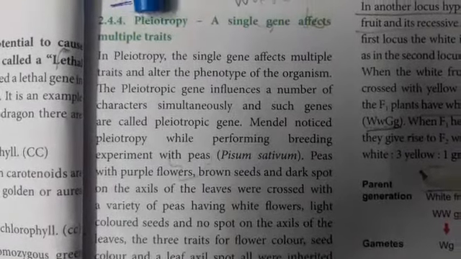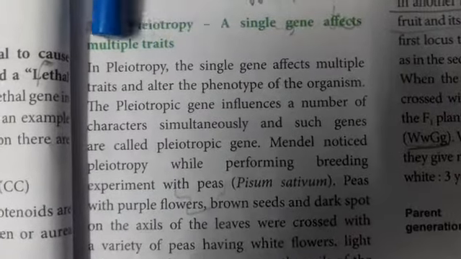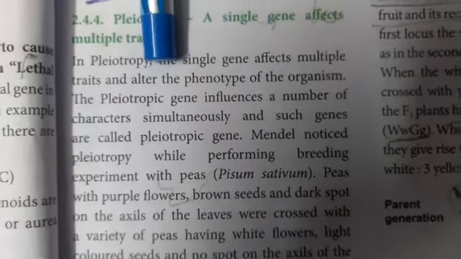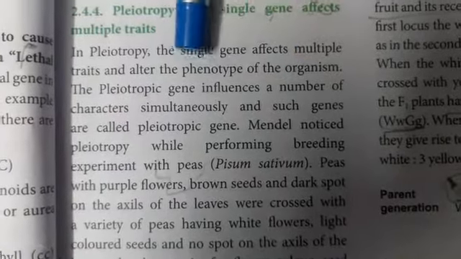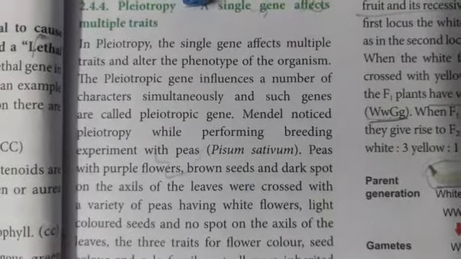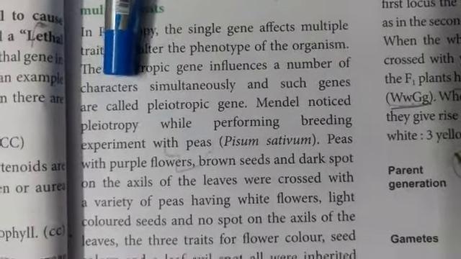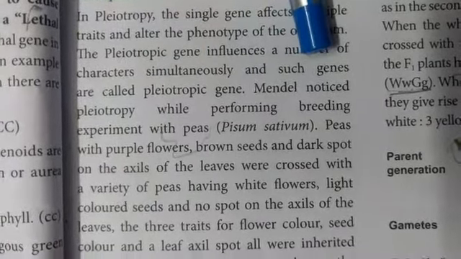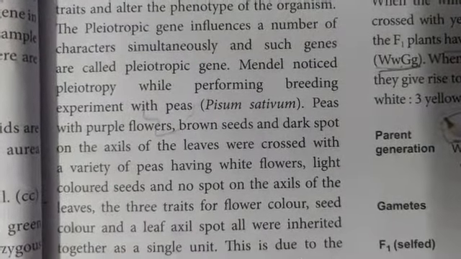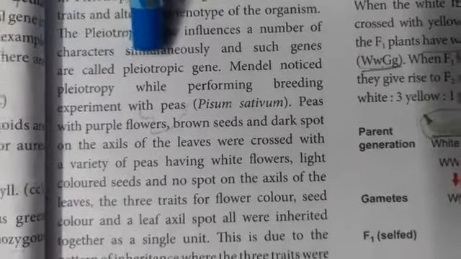Multiple traits means many characters are controlled by a single gene, which is called a pleiotropic gene. So a pleiotropic gene, a single gene, affects multiple traits and alters the phenotype of the organism. That is, the morphological character of the organism is altered due to the effect of a single gene. A pleiotropic gene influences a number of characters simultaneously, and such genes are called pleiotropic genes.